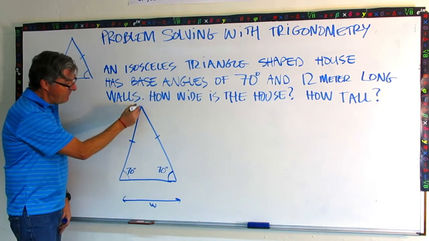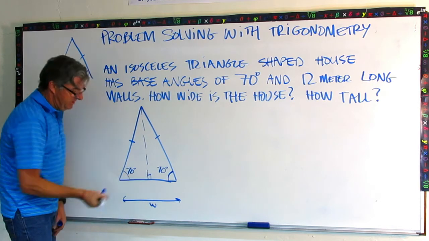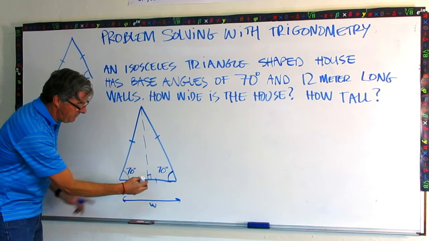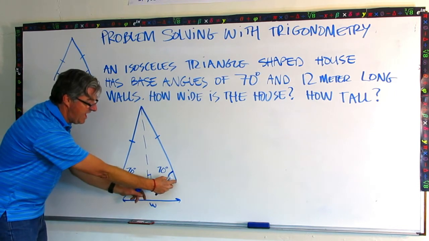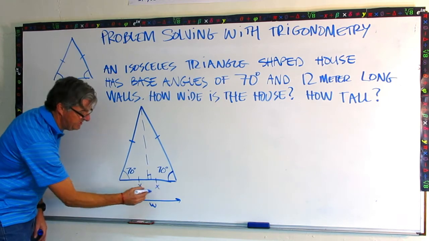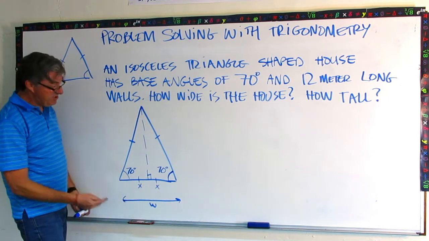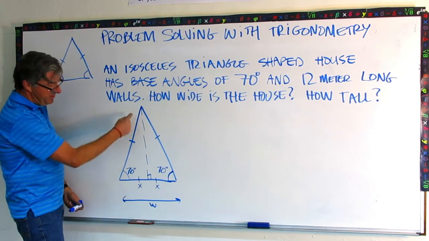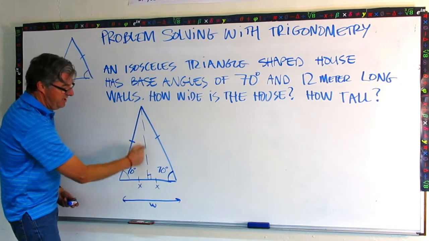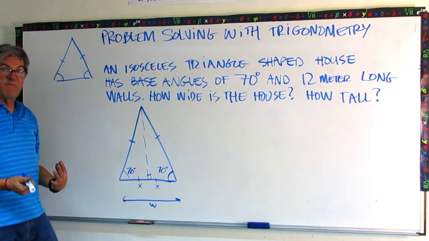So if I drop a vertical down from the top to the base, that's a 90-degree angle. That's going to cut the base exactly in half. So this little piece equals that little piece. Let's label those x. So they're equal. Now I have 2 right triangles. I have this one here, that's half of our isosceles triangle, and I have this one here. So now I can use SOHCAHTOA to find out some information.